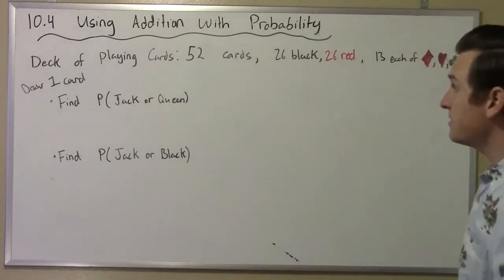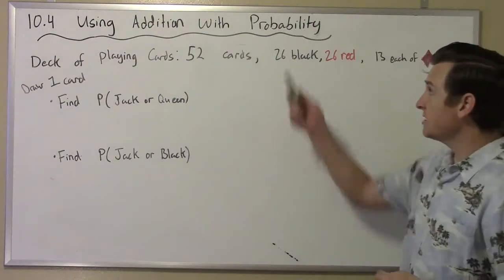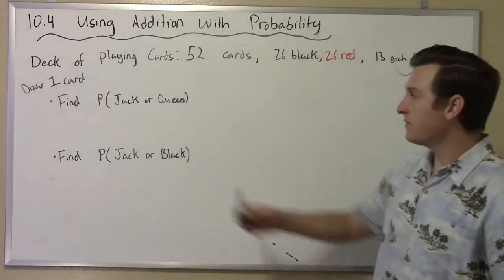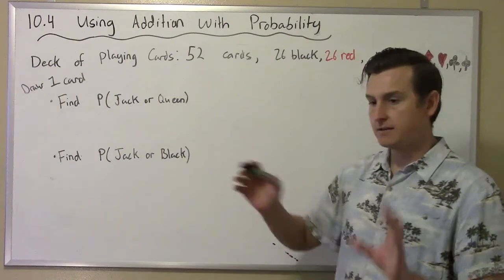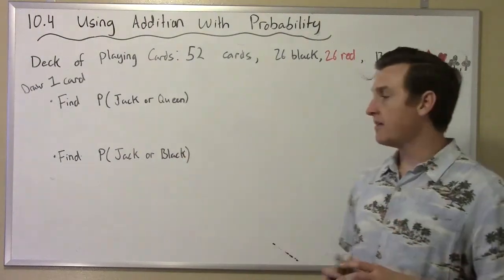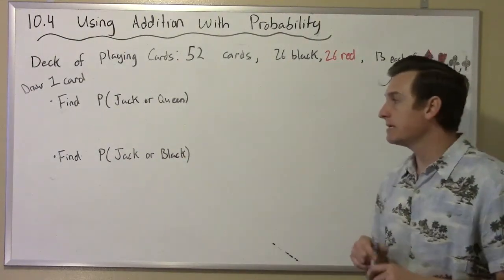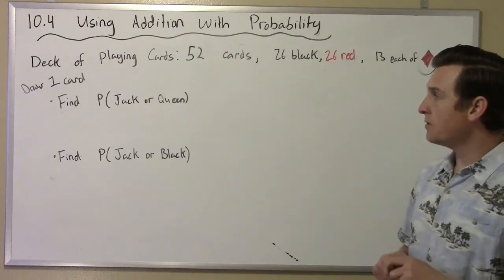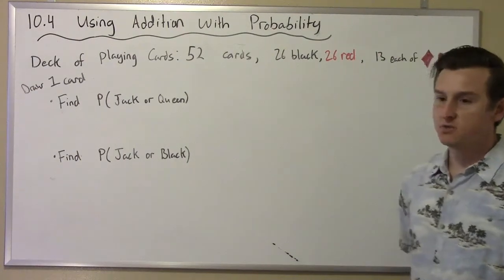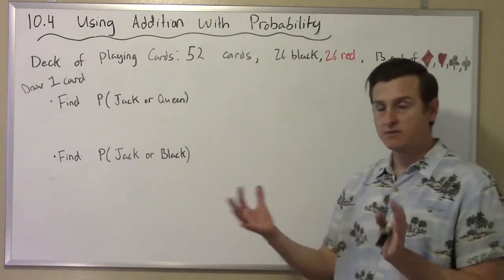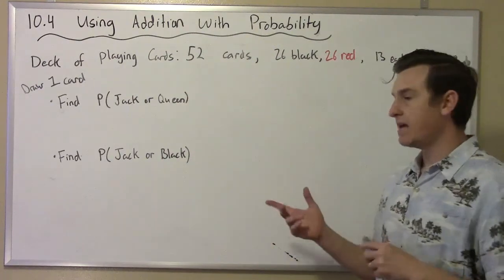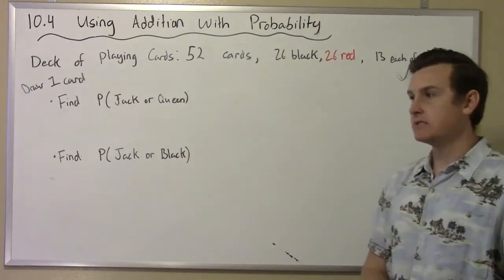Okay, here's another example of using addition with probabilities. Basically, we want to find the probability of maybe more than one event, and those events might be overlapping. So what we want to do is figure out in which of these situations we have mutually exclusive outcomes and in which we have overlapping outcomes.